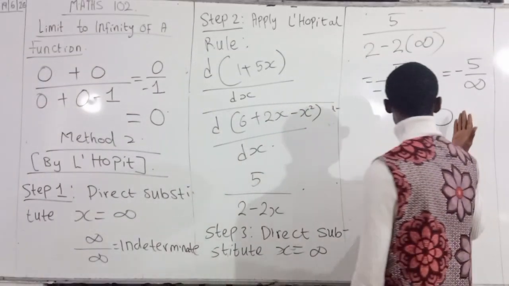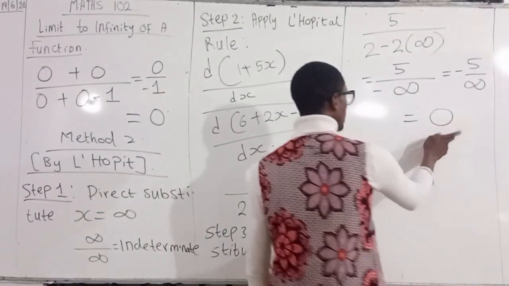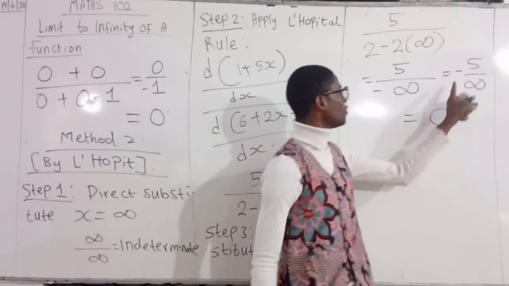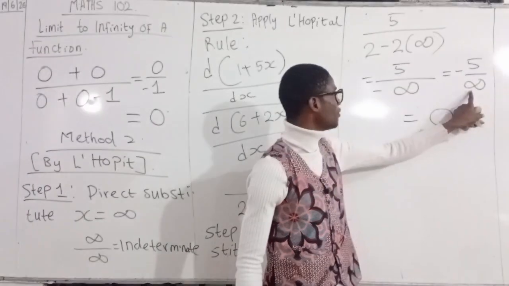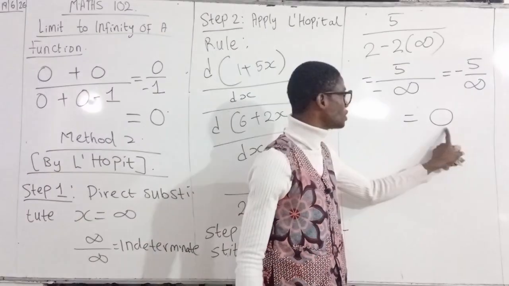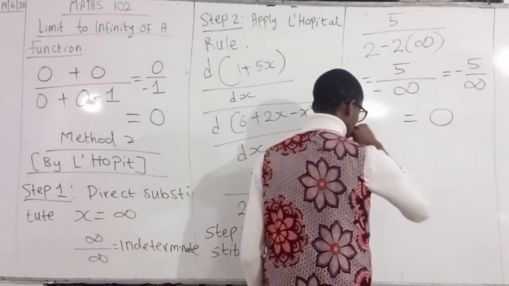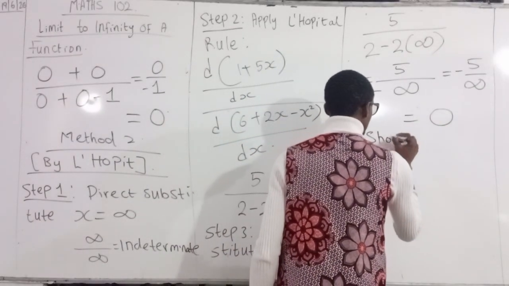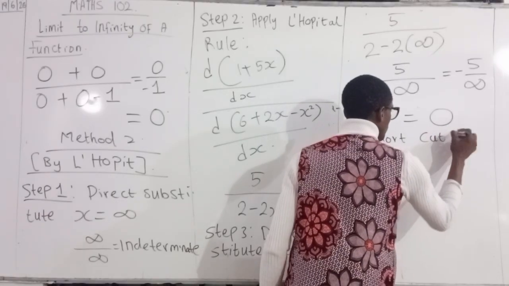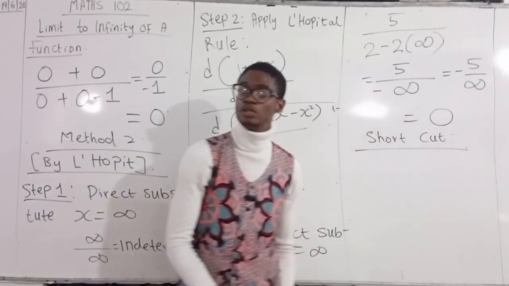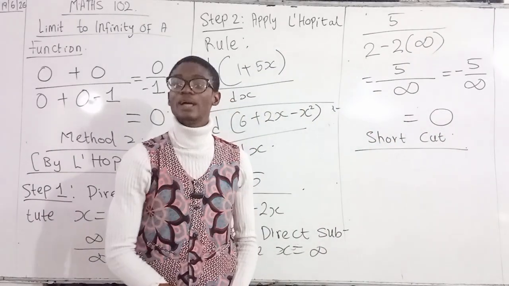Okay, now, so we have 0 here. So 0 now is the answer. Because we have minus 5 divided by infinity, it should give you minus 0. Minus 0 is the same as saying 0, right? So now we have 0 as the answer. Now for the shortcut, what is the shortcut to the limit to infinity?